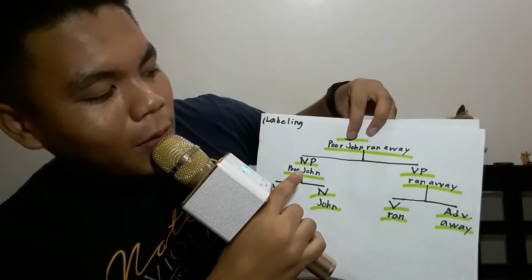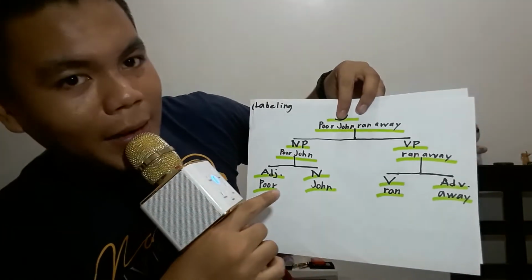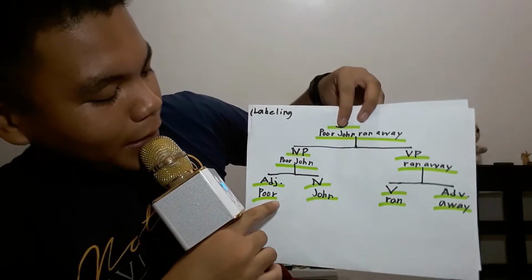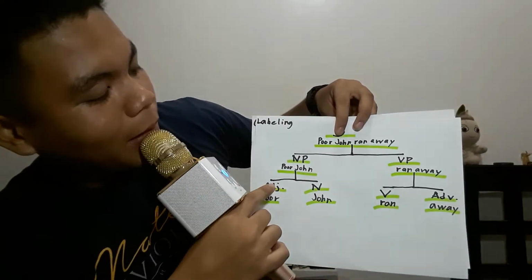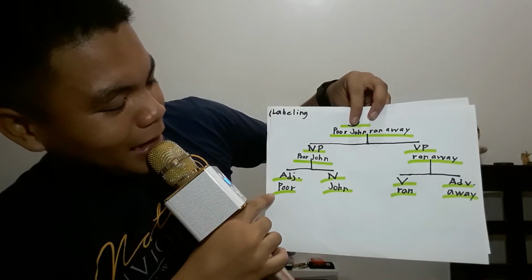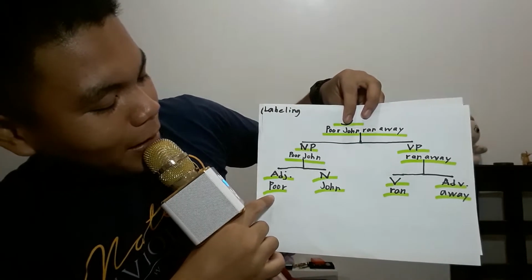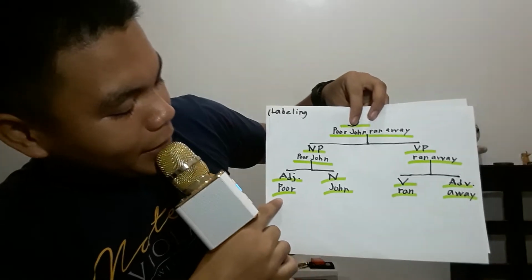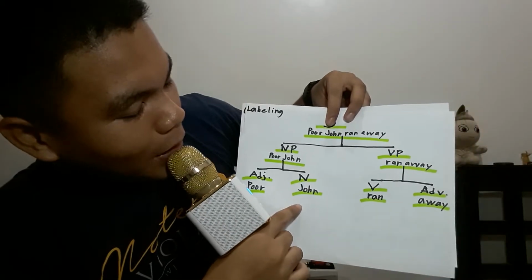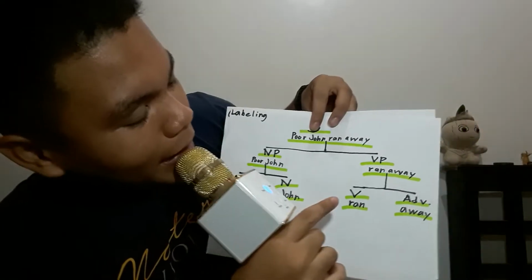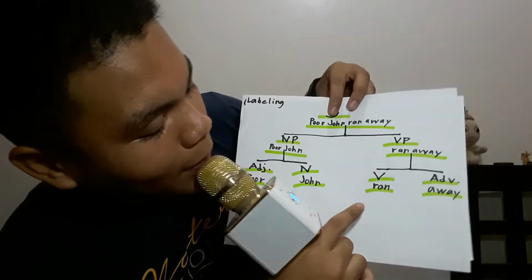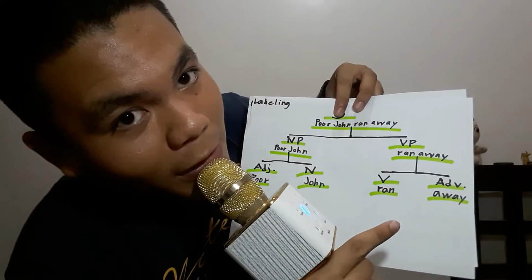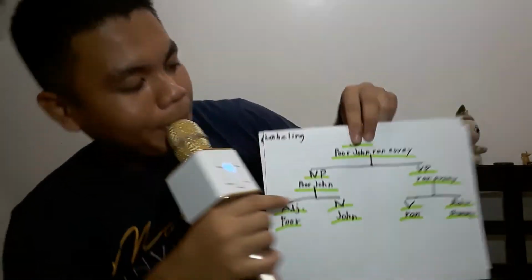And then if we are going to categorize that even further, we will see that this noun phrase, poor John, will become poor and John. Poor is the adjective, and John is the noun. And then on the other side, the verb phrase, if we categorize it, ran will be the verb and away will be the adverb.